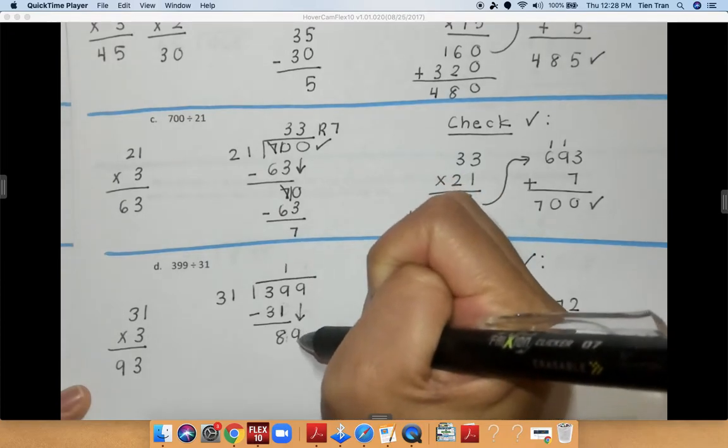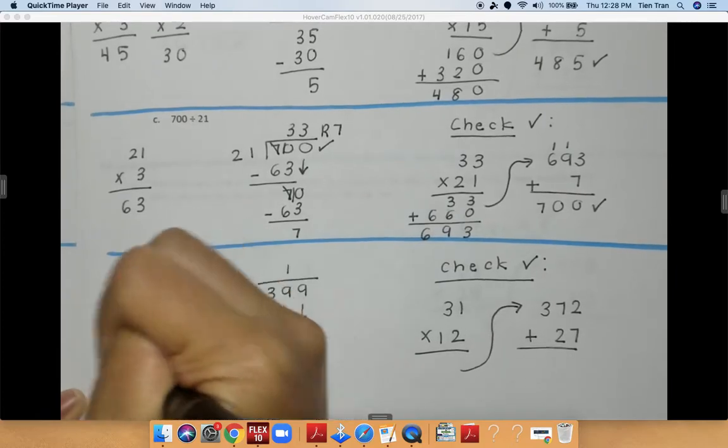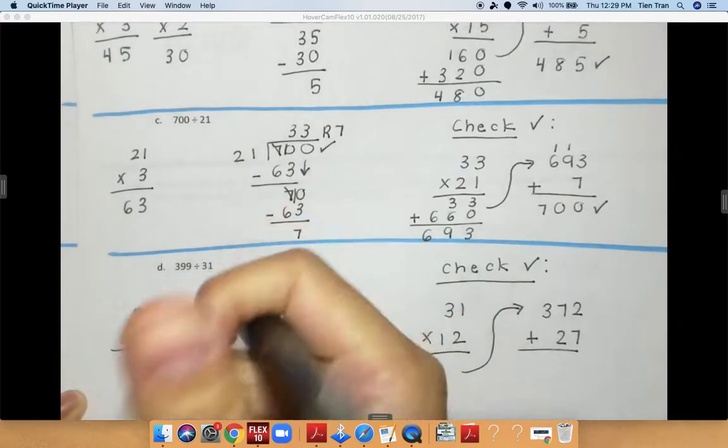9 minus 1 is equal to 8. And bring down my 9. I get 89. So obviously 3 would be too much because that's above 90. So I'm going to try 2.